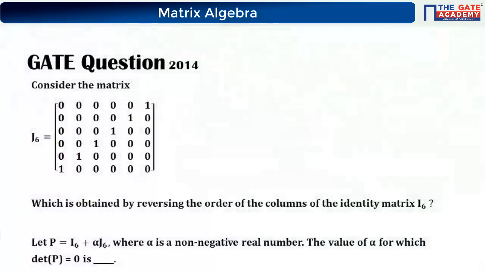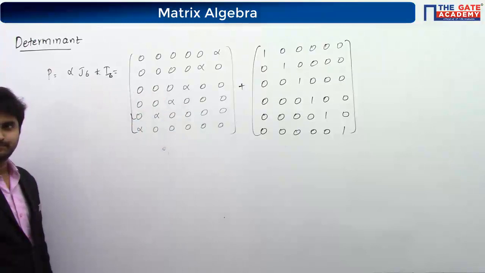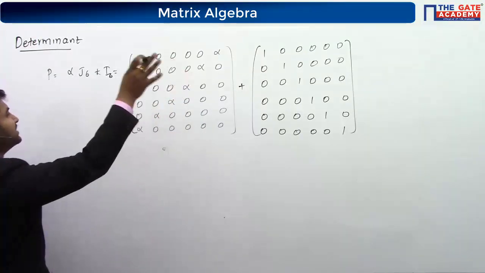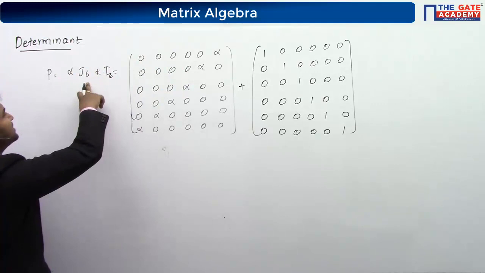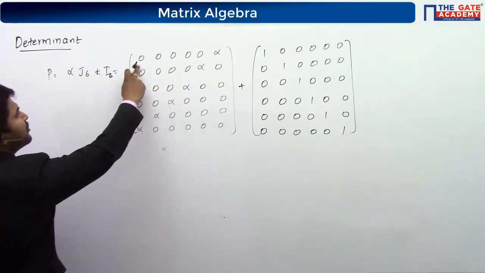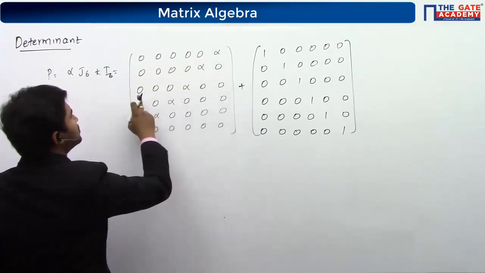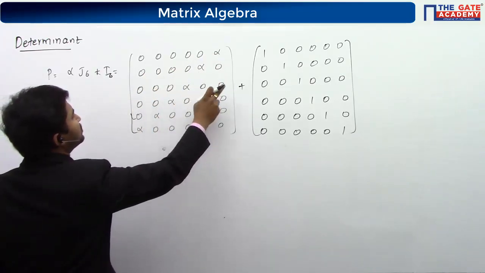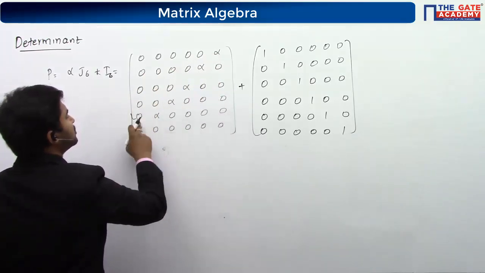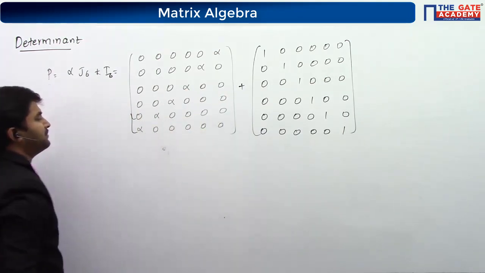The P matrix is given as alpha into J6 plus I6, where I6 is nothing but the identity matrix of order 6, plus alpha J6. So basically in the question it is given I6 plus alpha J6 or alpha J6 plus I6, both remain the same thing. Now when I add both of them, what happens? 1 0 0 0 0 alpha, 0 1 0 0 alpha 0, 0 0 1 alpha 0 0, 0 0 alpha 1 0 0, 0 alpha 0 0 1 0, alpha 0 0 0 0 1.